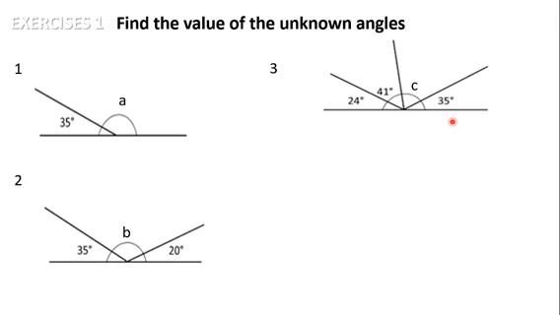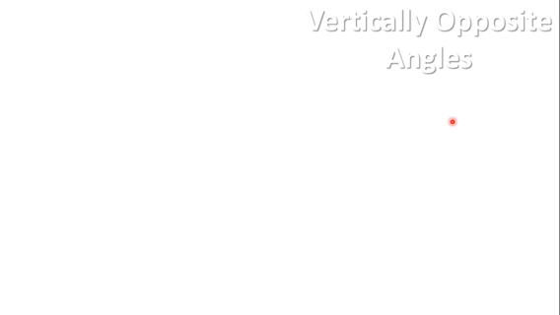So we'll move from there to vertically opposite angles. And vertically opposite angles, let's see how we can spot that. If you have a line like this, you have this bent line, and then you have another line that crosses it like that.